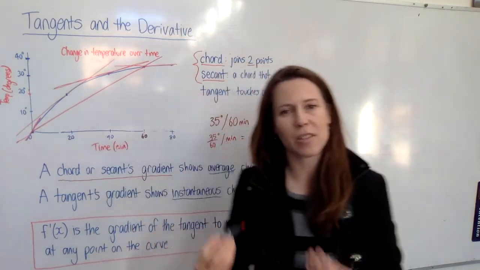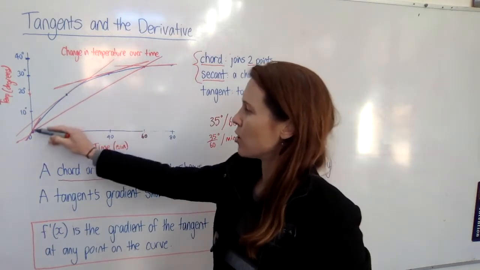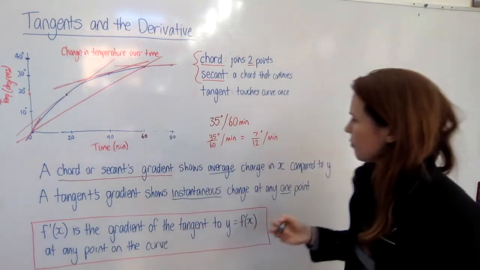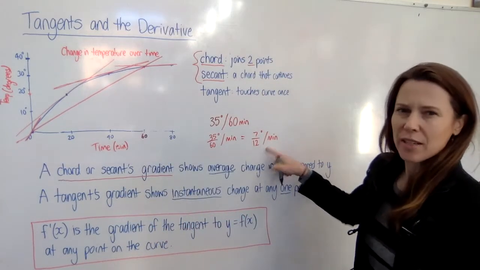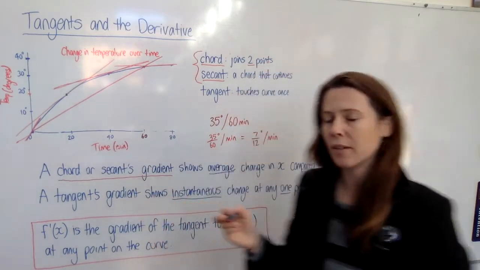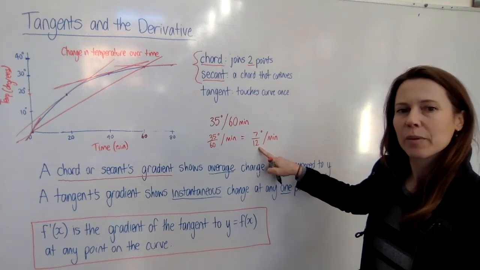Now, was it changing steadily? It wasn't, was it? We've got a curve here which shows it was changing quite rapidly and then it really levelled off. So this average change doesn't really give me the full picture of what was happening each minute because we weren't changing by exactly 7/12ths of a degree every single minute, were we?